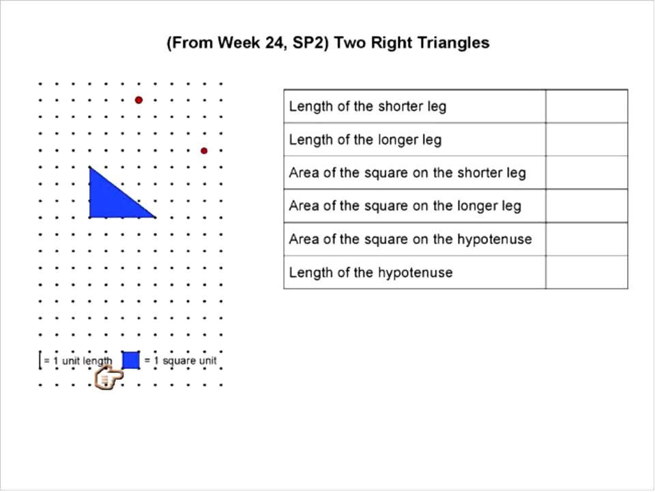What is the measure of the shorter leg? You can type your answer in the chat box. Again, the question is, what is the measure of the shorter leg on this right triangle? Connie says 3, Pat says 3, good. What is the measure of the longer leg? 4, good. Now, Joe, what I'm going to ask you to do is to draw a square on the shorter leg right here.